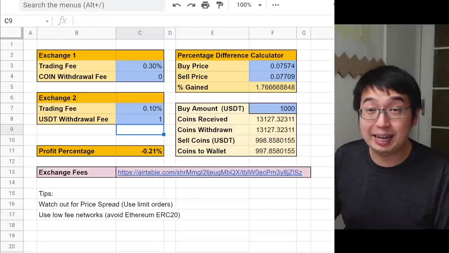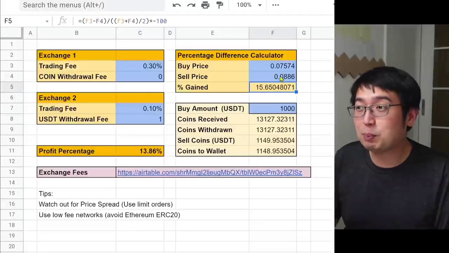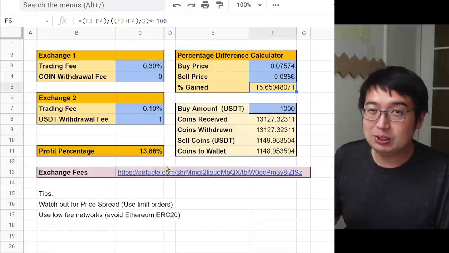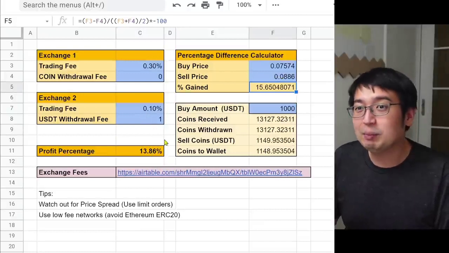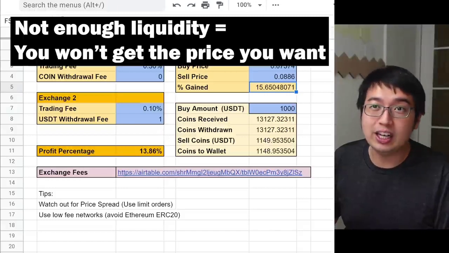But if we did the same trade on Bittrex, and the price is 0.886, that is a price difference of 15%. So that would absolutely be worth it, but we also have to consider the withdrawal fees and the liquidity on Bittrex.